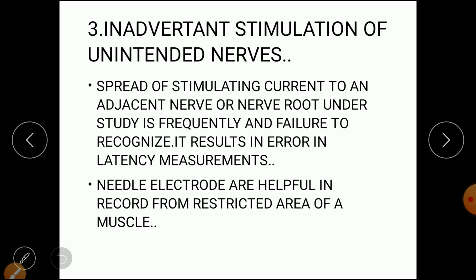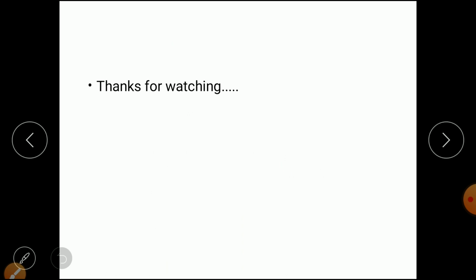Needle electrodes are helpful to record from a restricted area of a muscle. So for any restricted area of a muscle in which we want nerve conduction, during that time we have to use a needle electrode, which is helpful. Thank you.